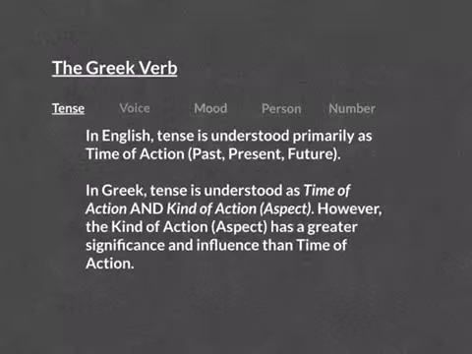However, in Greek, it has the time of action, but it also has a kind of action, which is also called verbal aspect. I'll say that again. It has time of action, but it also has kind of action, which is also verbal aspect. However, the kind of action, the verbal aspect, actually has a greater significance and influence than the time of action. Does that make sense to anyone? We'll get to it, okay?